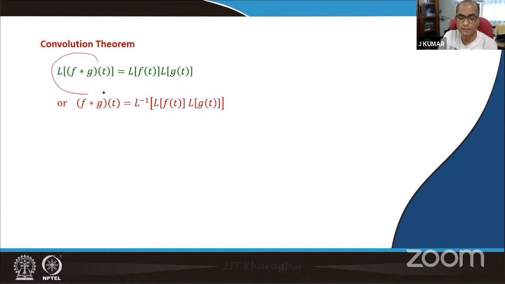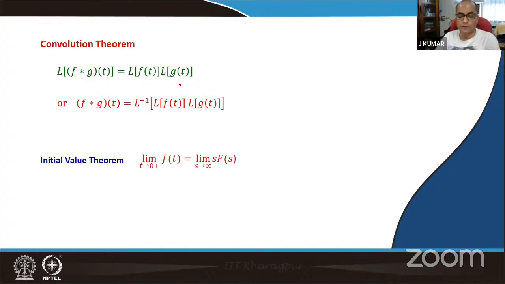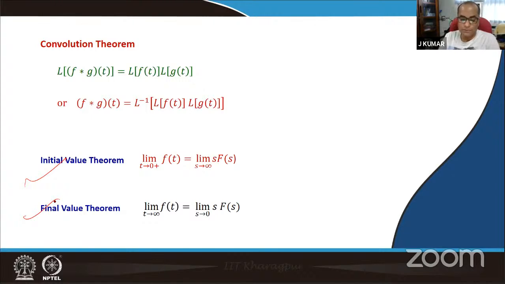So the Laplace of that convolution integral is the product of the Laplace transforms of the two functions involved in the convolution integral. There are two more results which are also used while solving partial or ordinary differential equations. Those are the initial value theorem and the final value theorem. So what is the initial value theorem?